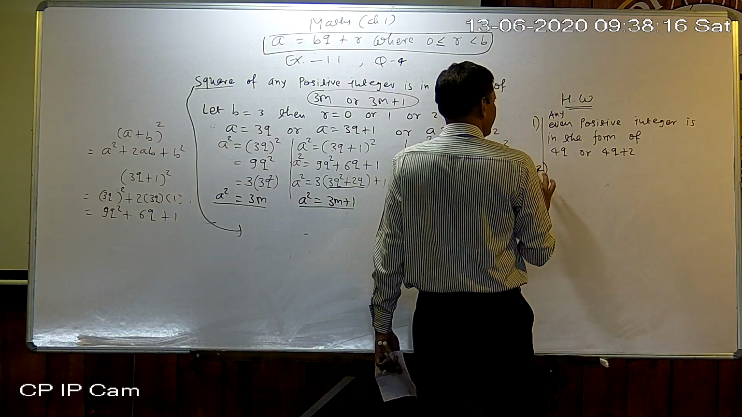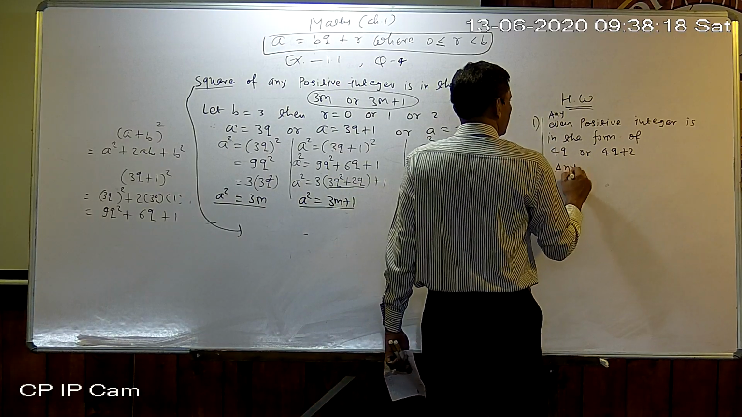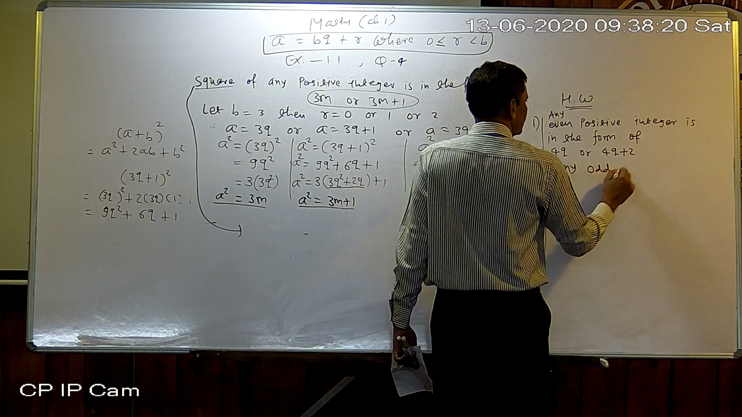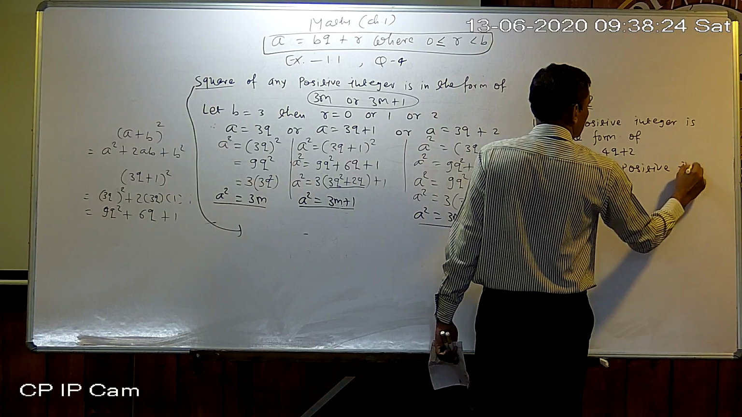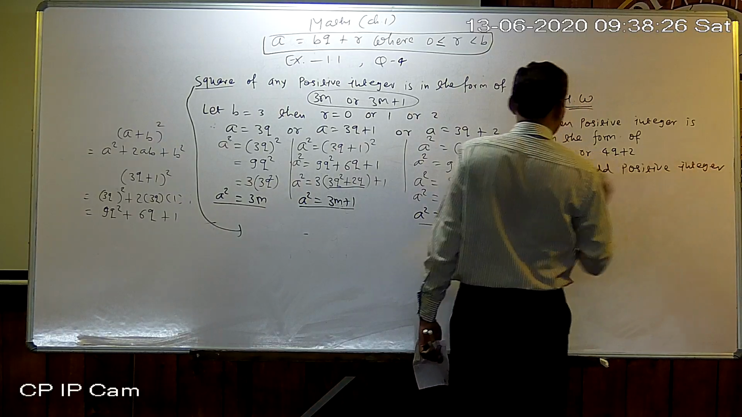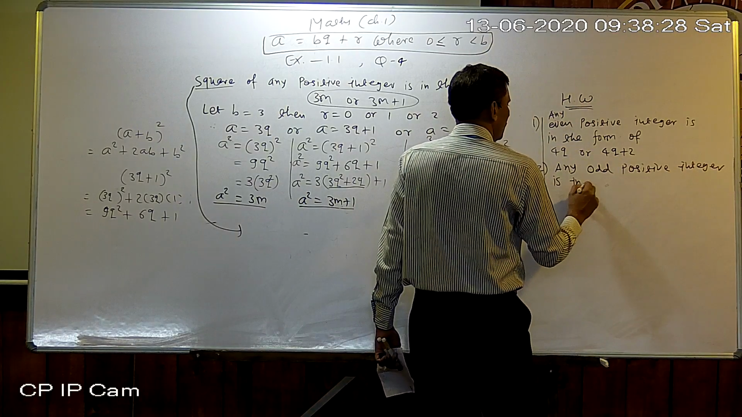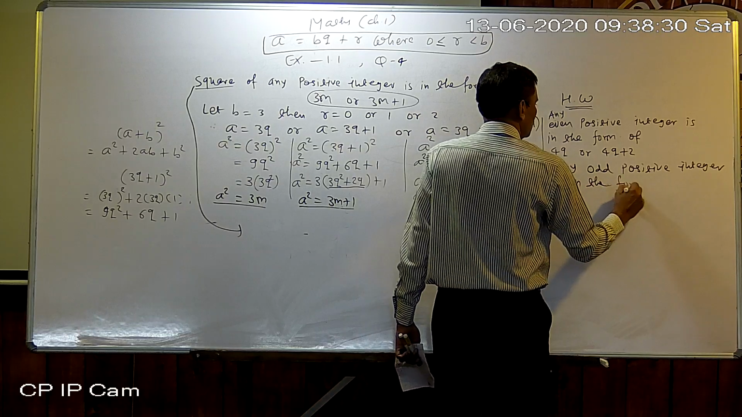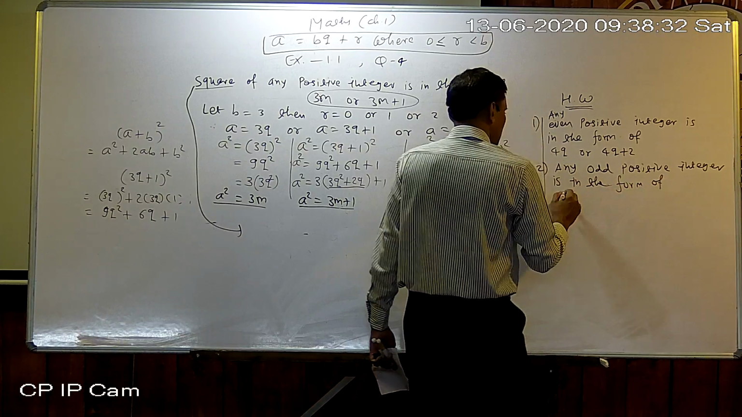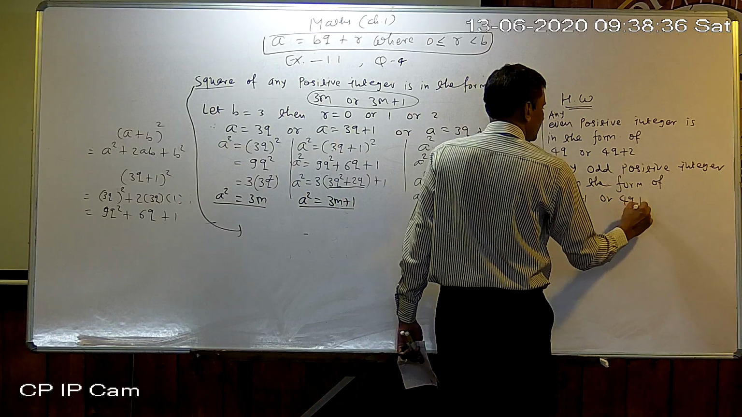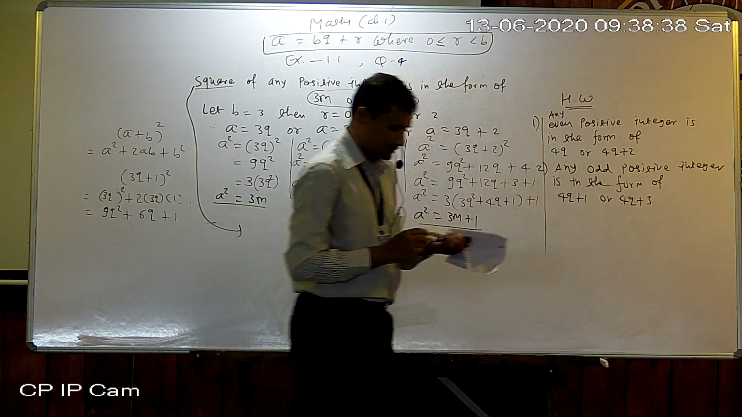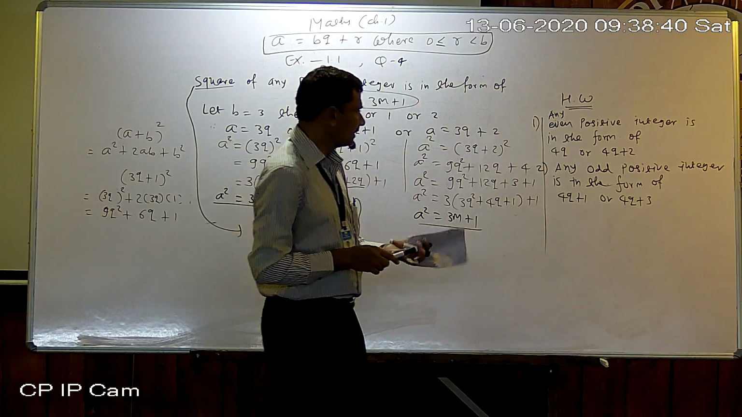Now in the same way, any odd positive integer is in the form of 4q plus 1 or 4q plus 3. Both are the same type but different, so understand it that way. Now number 3.